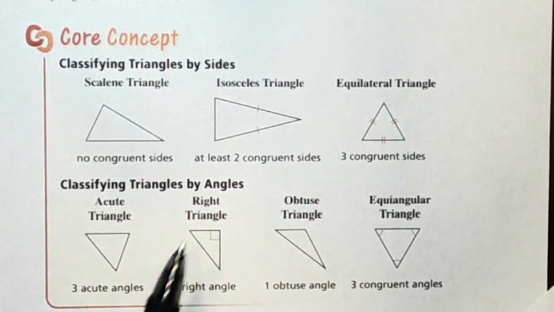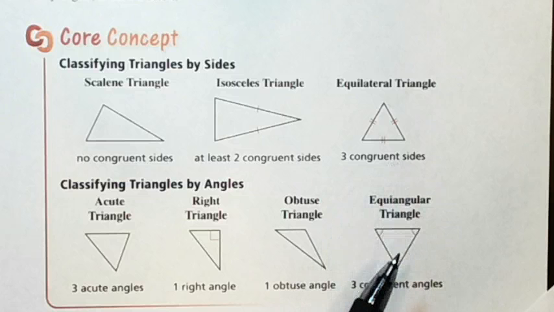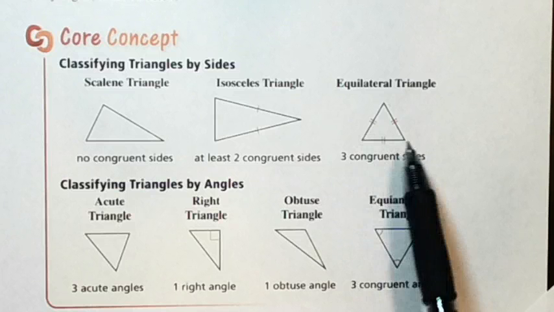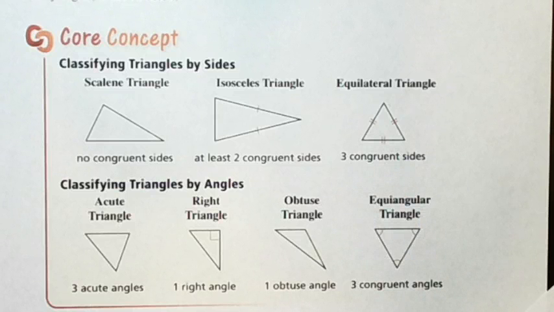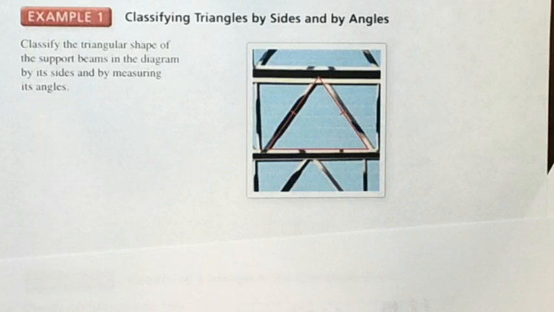I do want to point out that an equilateral triangle is also equiangular. These two are the same as far as the type. If the sides are the same, that means the angles are the same. And this brings us to our first example, classifying triangles by sides and angles.